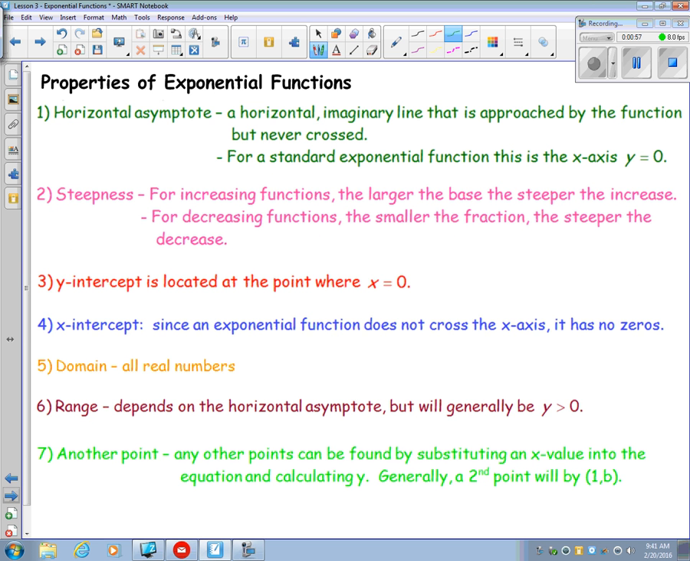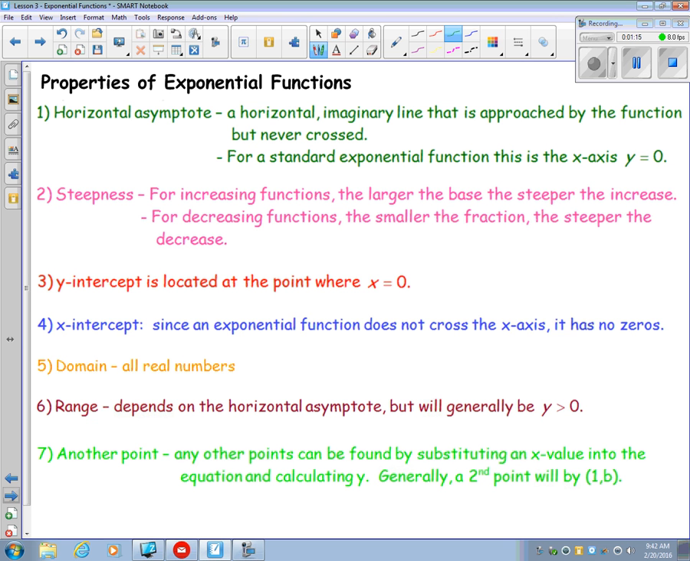Okay, there are a bunch of properties that we should know about. And these are on your sheet, so just read them over and see if they make sense. But okay, there are 7 of them we're going to talk about. Okay. A horizontal asymptote is the first one. All exponential functions approach but never cross a horizontal line.